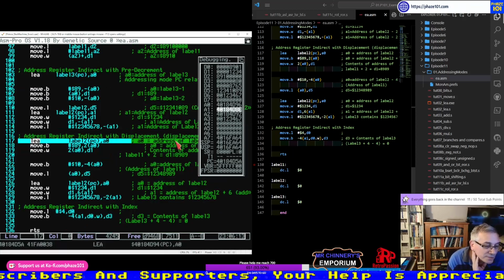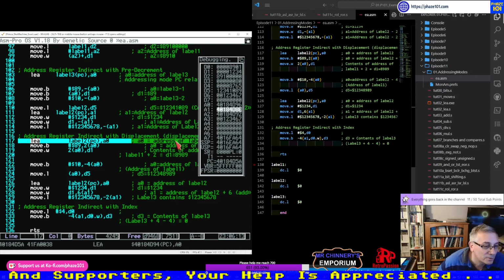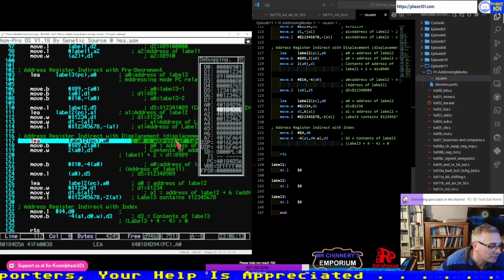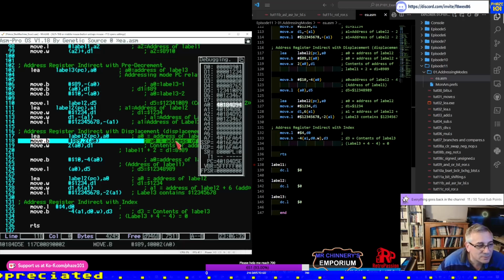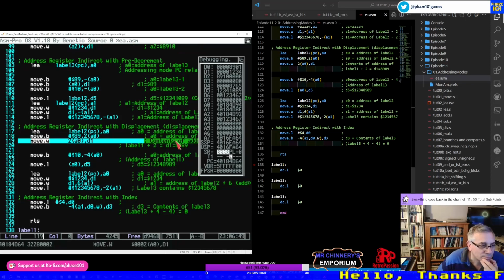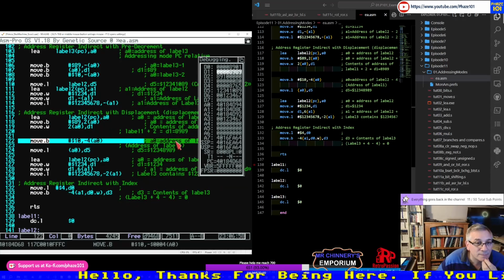Address register indirect with displacement. So now is when we have an address register and we have a number before, no? So we take the address of label 2 and we move it into A0. We move 89 into the address of A0 plus 2. Okay, so offset of 2. And now we move what we have in offset of 2 and A0 into the 1.